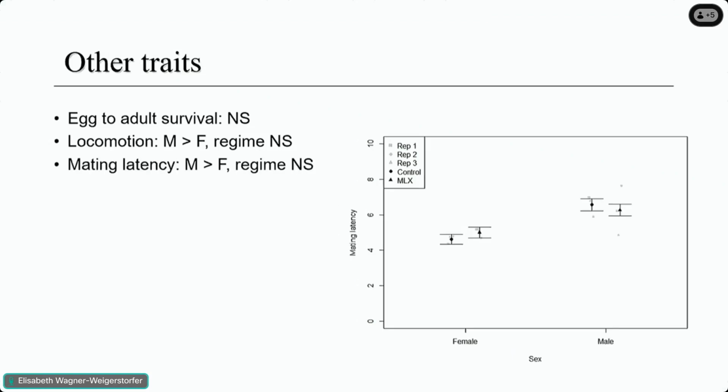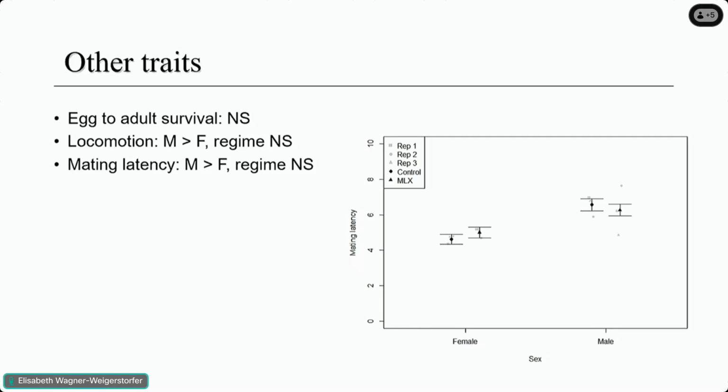We also looked at mating latency, and this was sort of strange because there was no effect of selection regime, but there was a difference between the sexes. So these are these MLX females that have the sort of double dose of the MLX genome, and they're always mating with a member of the ancestral population in these experiments. So these are evolved females with ancestral males and evolved males with ancestral females. And in the pairs where the male was the target fly, the mating latency is higher.